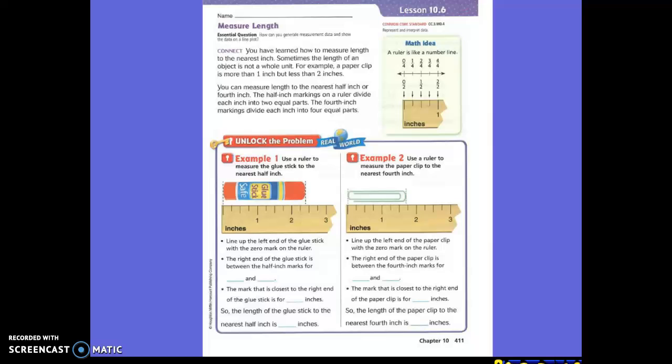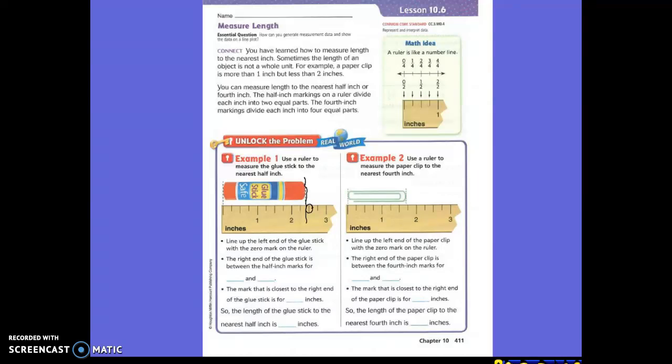Cooper, come show me where half inch is on the ruler. Circle the half inch mark. Now, is the line coming down from the glue stick closer to the half inch or to the 2? Half inch. Okay, so when it goes past the 2, you still say 2, but then you add the words and a half.